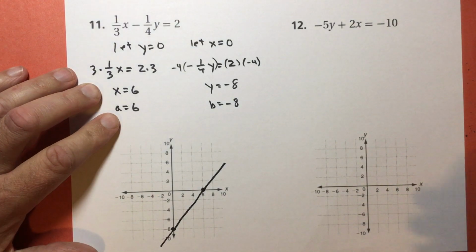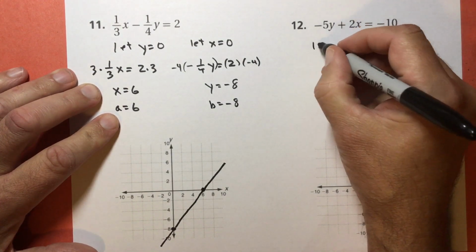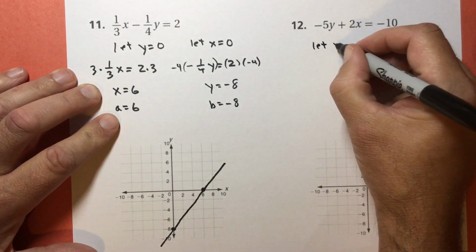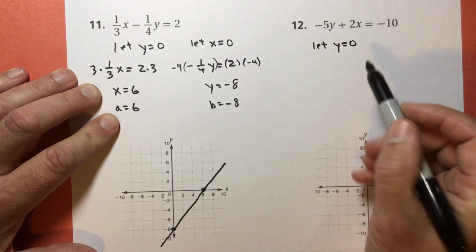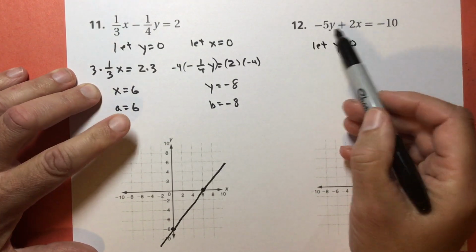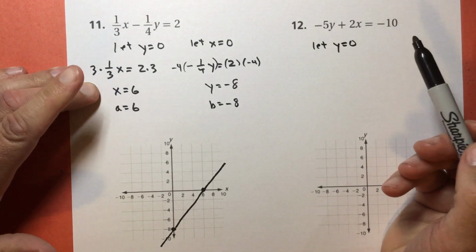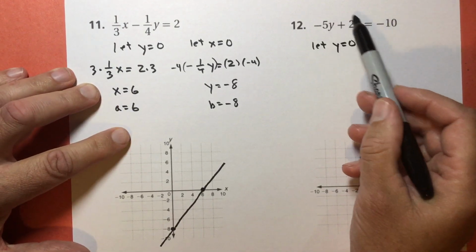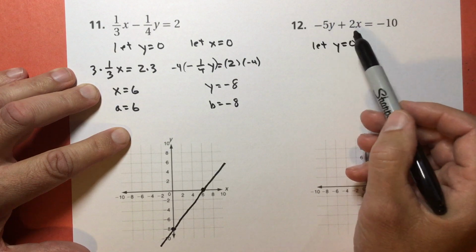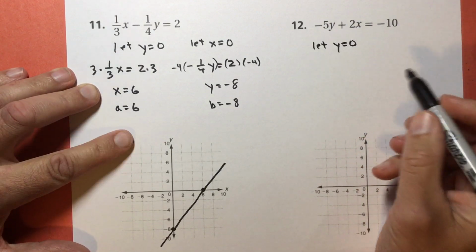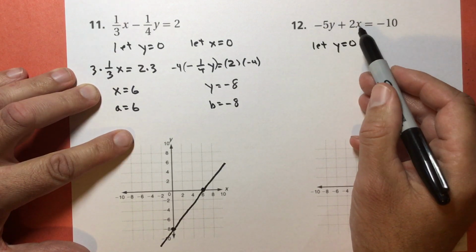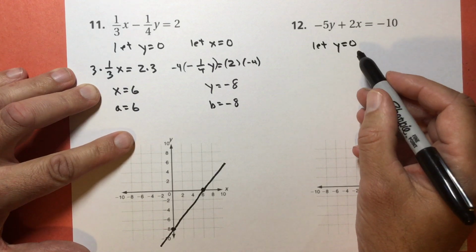Finally, problem number 12. I'm going to let y equal 0. So I got negative 5y. Oh, one thing I could have done with this one, it's not going to change anything. That's why I'm just catching it now. I could have turned this around and said 2x subtract 5y. It'll be all right. It's not technically standard form, but the process is still going to be the same.